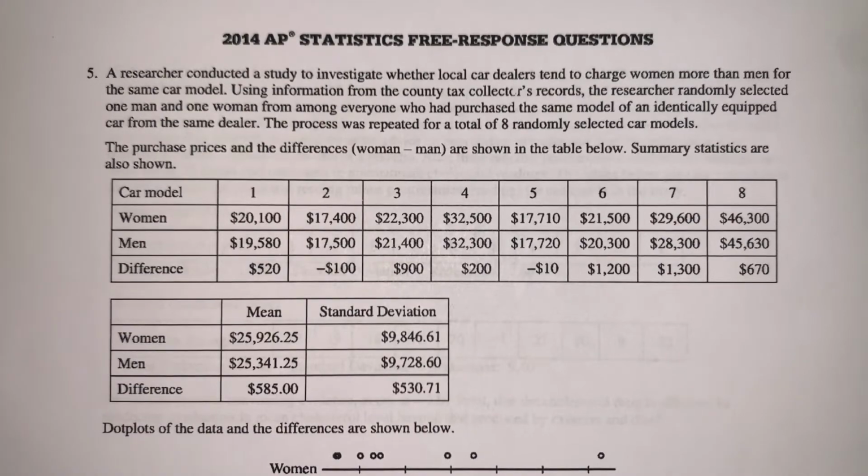So if I look at number 5 on the 2014 AP exam, it says, a researcher conducted a study to investigate whether local car dealers tend to charge women more than men for the same car model. Using information from the county tax collector's records, the researcher randomly selected one man and one woman from among everyone who had purchased the same model of an identically equipped car from the same dealer. The process was repeated for a total of 8 randomly selected car models. The purchase prices and the differences, woman minus man, are shown in the table below. Summary statistics are also shown.